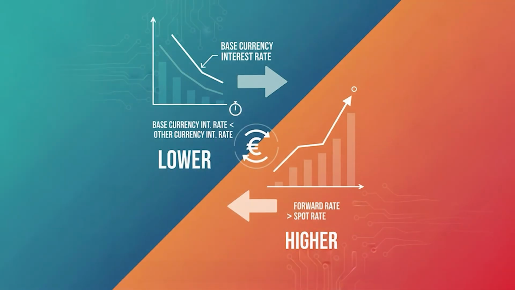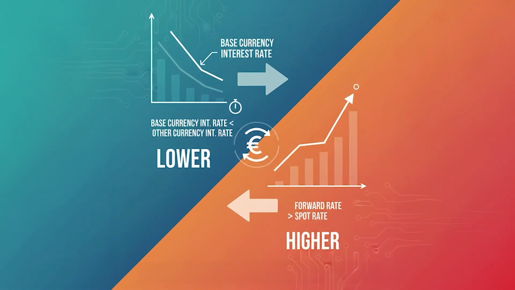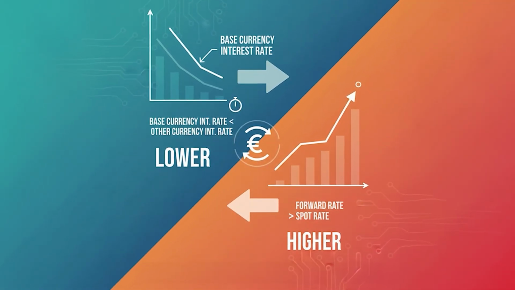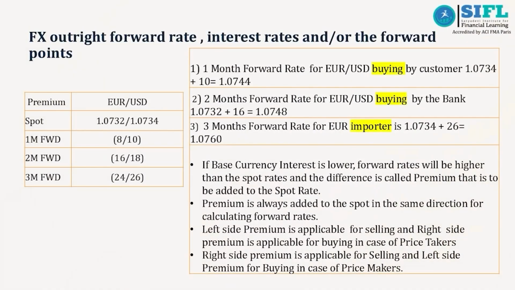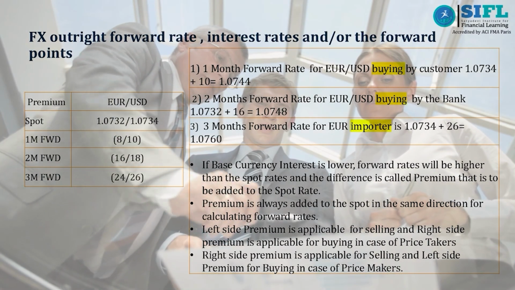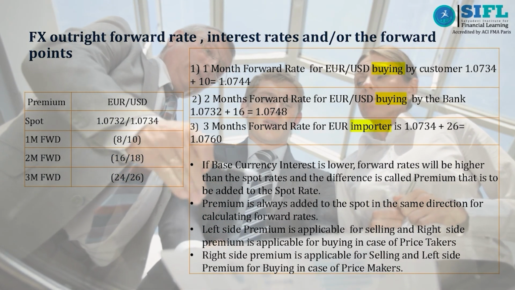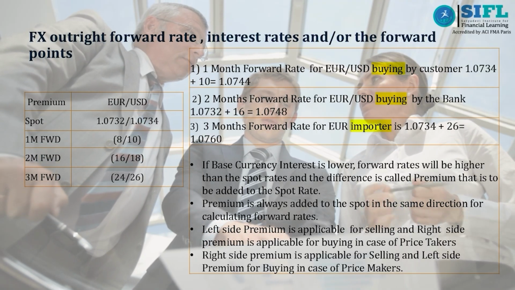Now, the important principle. If the base currency interest rate is lower compared to the other currency, then the forward rate will be higher than the spot rate. The difference is called a premium, and this premium is always added to the spot rate.